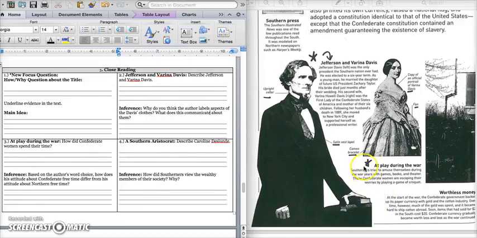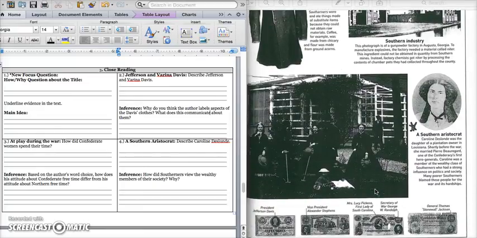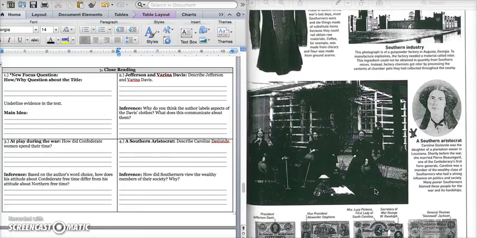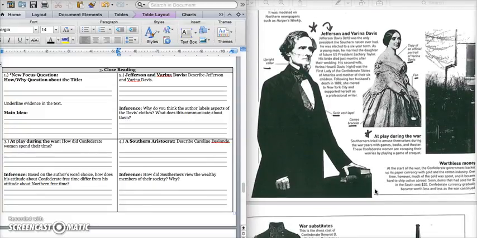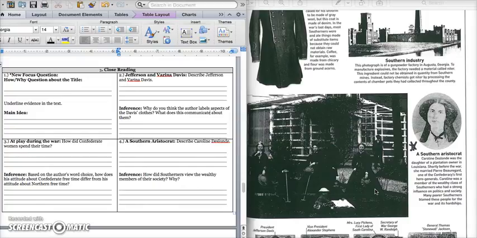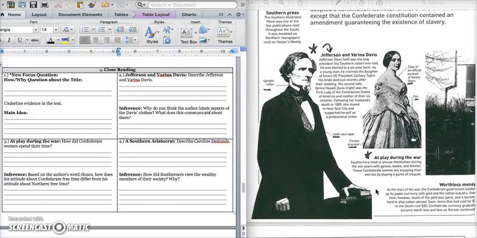We're at play during the war. Southerners tried to amuse themselves during the war years with games, books, and theater. These Confederate women are escaping their worries by playing a game of croquet. Croquet is kind of like an old version of putt-putt, is how I would describe it. But instead of putting the golf balls into holes in the ground, you try to put them through these little arches.